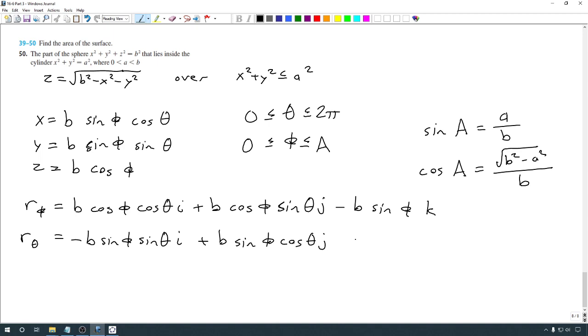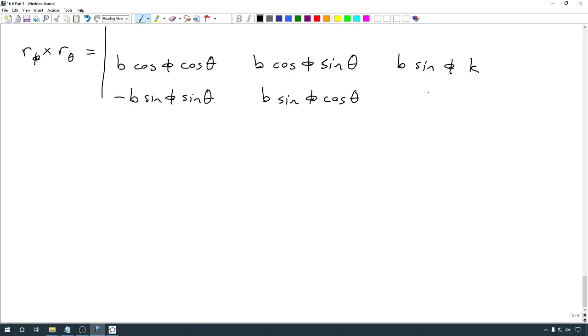We go ahead and take the cross product of these two. So we have r. Technically it doesn't really matter which order you do it in. I'm going to do r phi cross r theta. It's going to turn into a determinant. To save time, I went ahead and just copied them over. Remember, our top row is going to be i, j, k. And I forgot to erase this k. There we go.